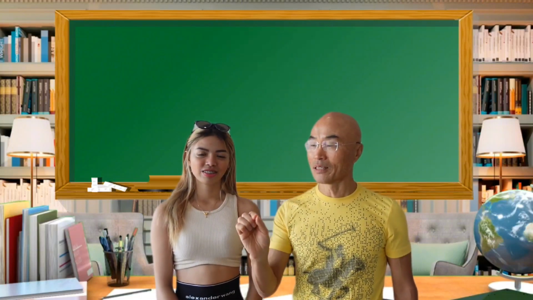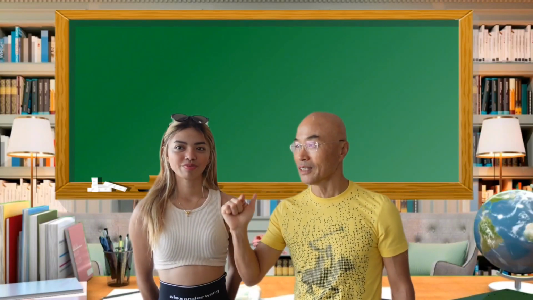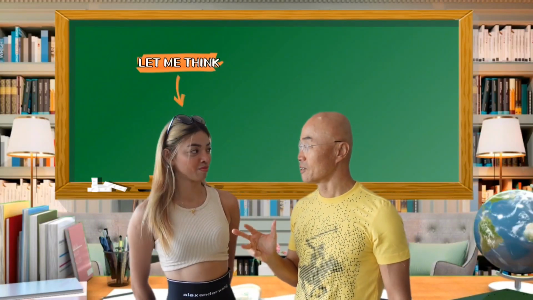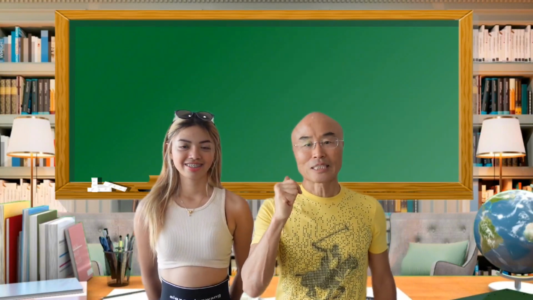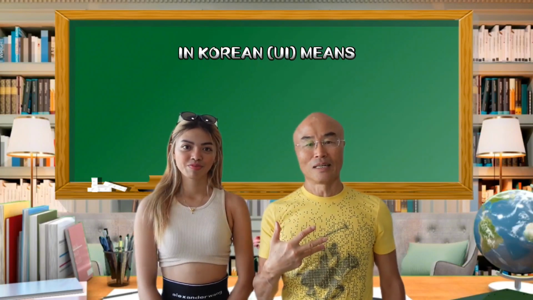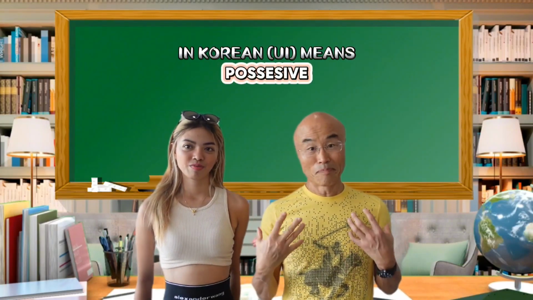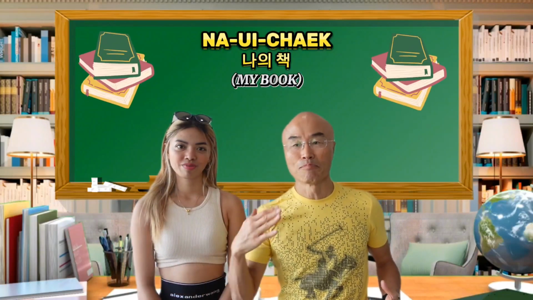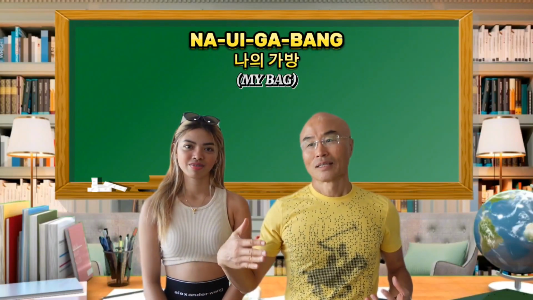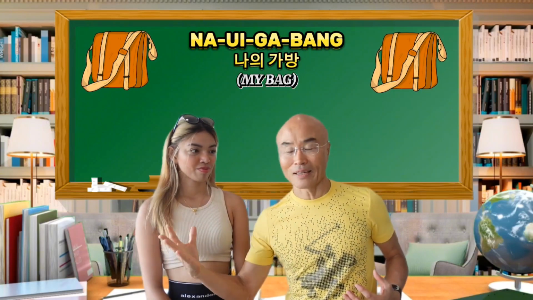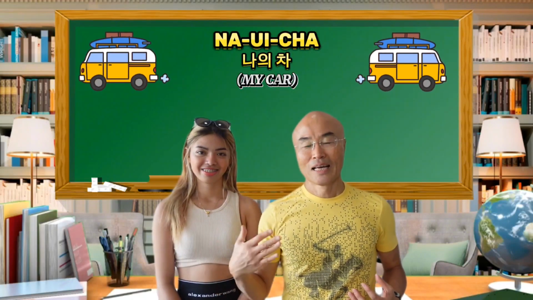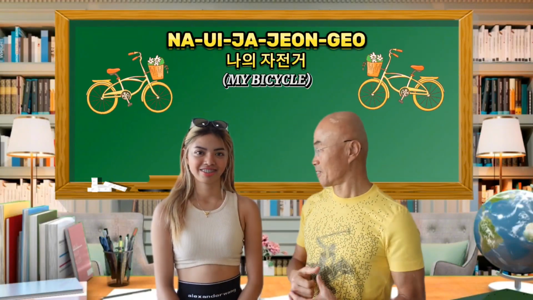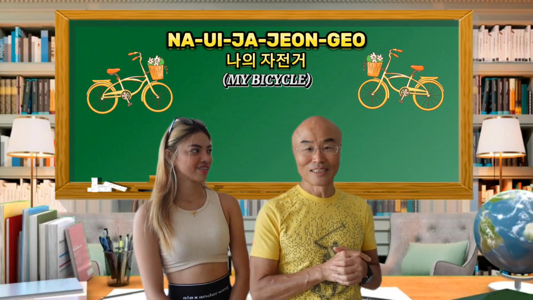Can you notice something uncommon? 나의, 너의, 그의, 그녀의. Yes, with the 의. Good job. In Korean, 의 means possessive. 나의 책, my book. 나의 가방, my bag. My car, 나의 차. My bicycle, something like that. 나의 자전거. Say 자전거.